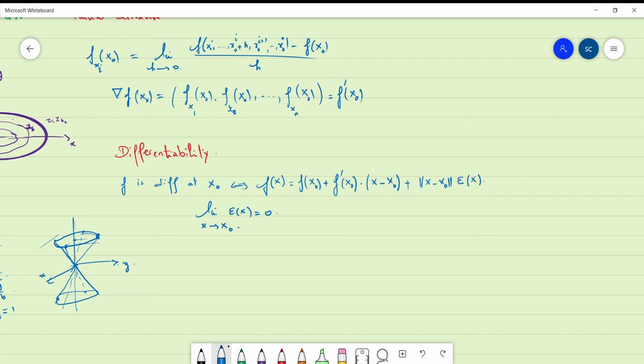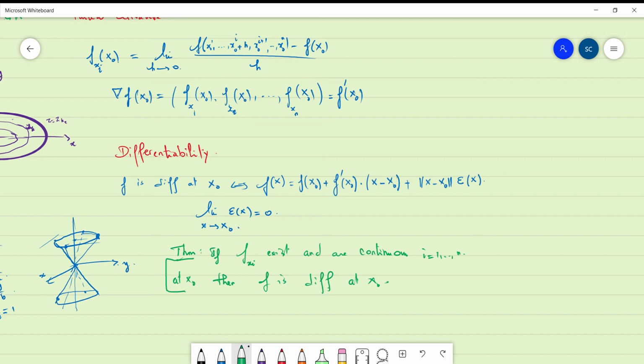A situation where we are sure that it is true is given by the following theorem. If the partial derivatives f_xi exist and are continuous for i from 1 up to n at the point x0, then f is differentiable at x0. So it's much easier to check differentiability this way than finding a function epsilon, etc. Of course, there are other theorems, but it's not important to know them. We will talk about them when we need them to check a result.